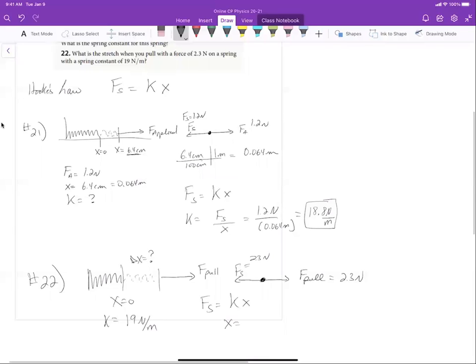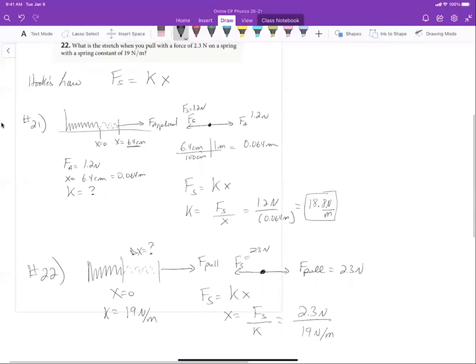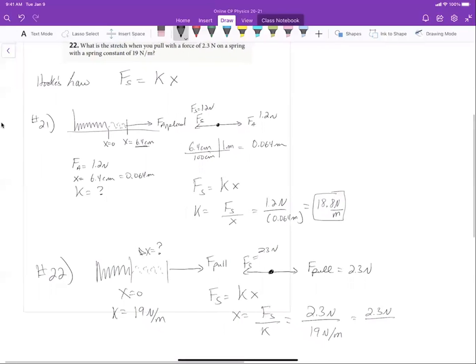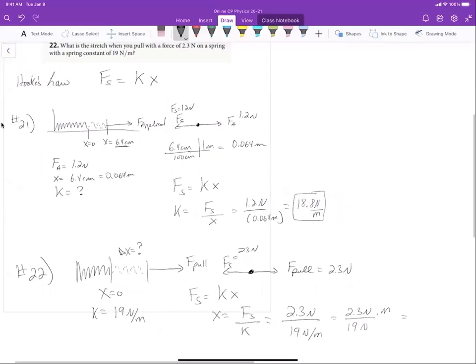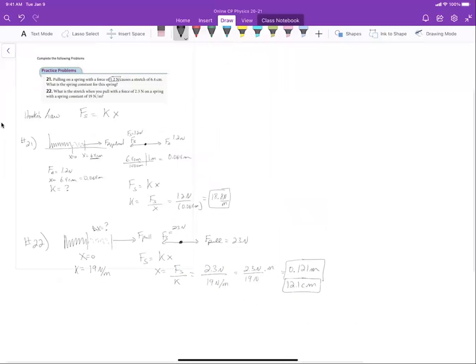So I got to find X, which is force of the spring divided by K. So 2.3 newtons over 19 newtons per meter. Newtons cancel, and this will become 2.3 newtons over 19 newtons times a meter. Newtons cancel, and you get 0.121 meters or 12.1 centimeters, either or. Okay, that's what I know.